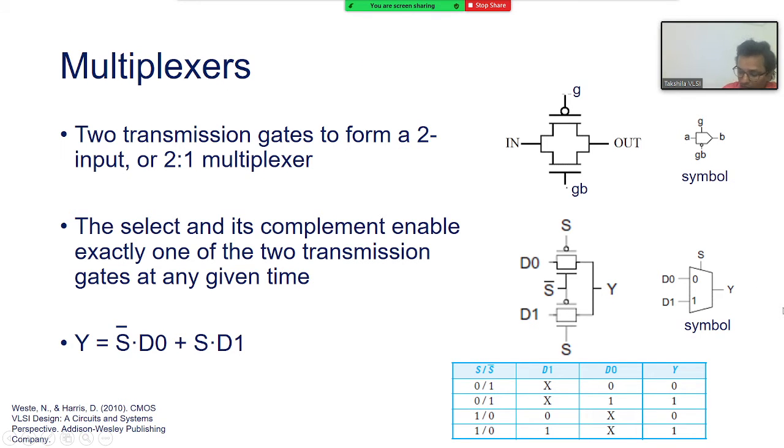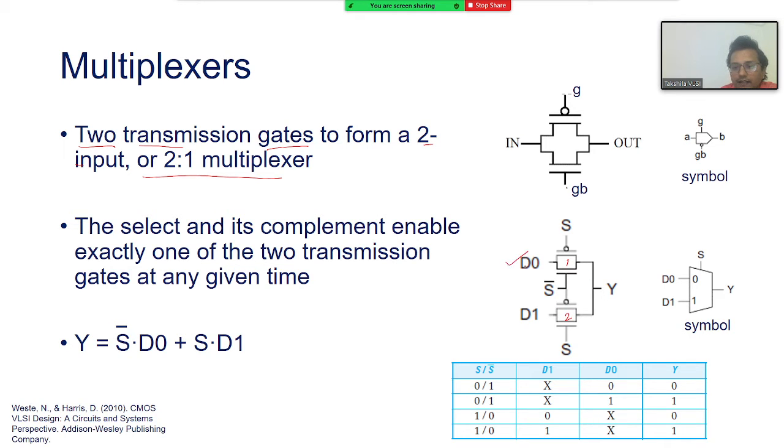All right, so we talked about multiplexers. In that I explained that we can use two pass gates to form a two-input multiplexer, or 2:1 multiplexer. So you see pass gate number 1 and pass gate number 2, I use these two. And look at the circuit arrangement.